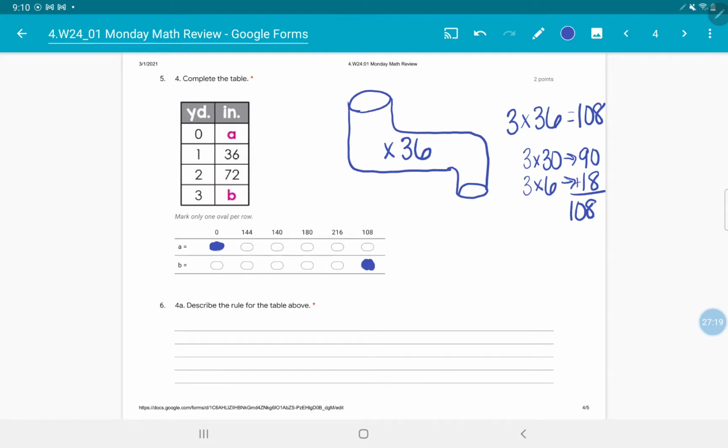How would we describe the rule? We put one in and then you divide it by 36. Well, not divide it, but times it by 36. Multiply by 36. So our number times 36 would be the rule.